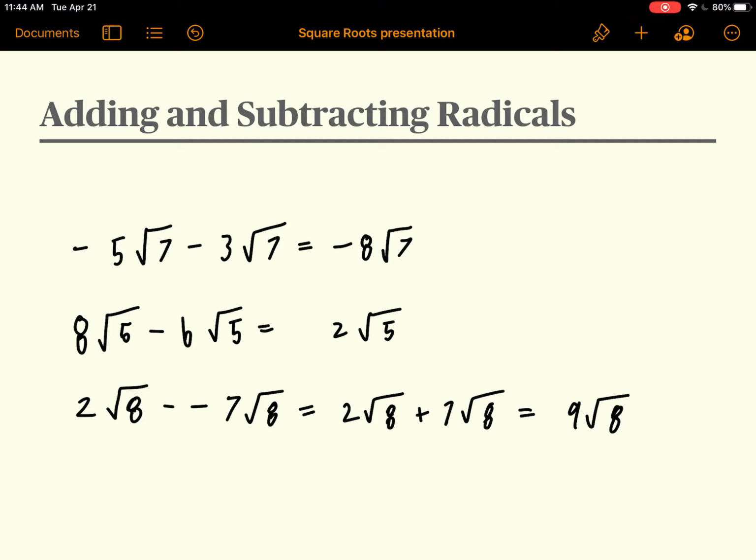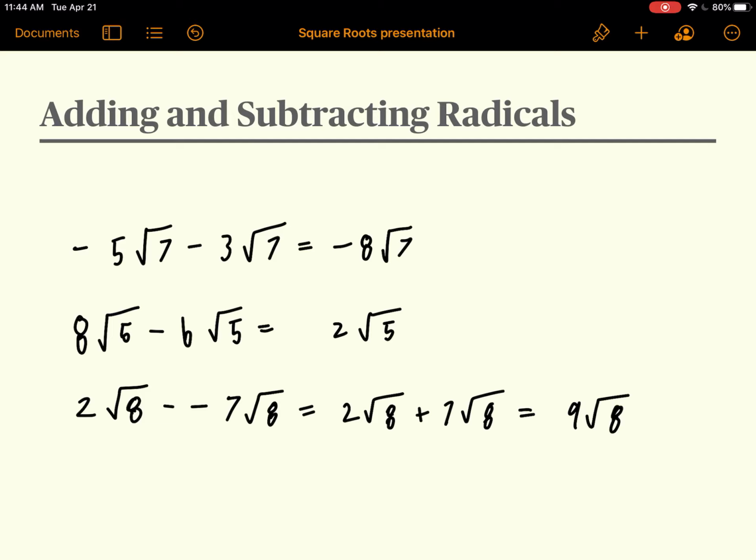Adding and subtracting radicals. So first, we have negative 5 times the square root of 7 minus 3 times the square root of 7. So what we do here is since they both have the same sign, they're negatives, we just have to add the 5 and the 3, so that's 8, and then the square root doesn't change. So the answer is negative 8 times the square root of 7.